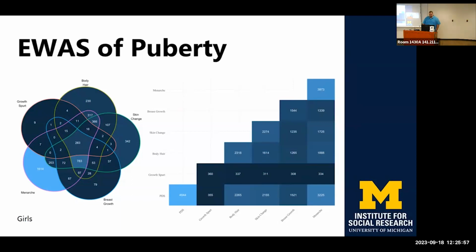And you can see that we have a lot of what we call hits, or significant associations, for menarche, for example, which is in the lower left. In these figures, the lighter the blue, the more hits are in that group. Then this figure over here on the right breaks that Venn diagram out into the pairwise overlaps, and also includes the aggregate PDS measure.